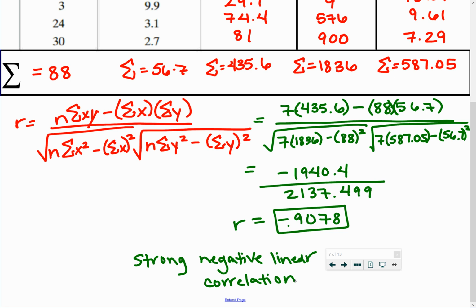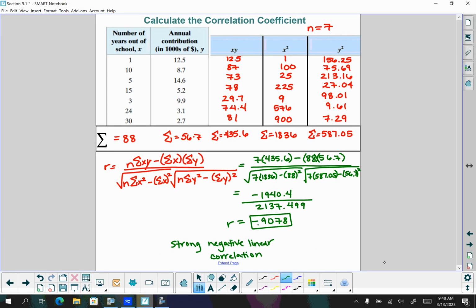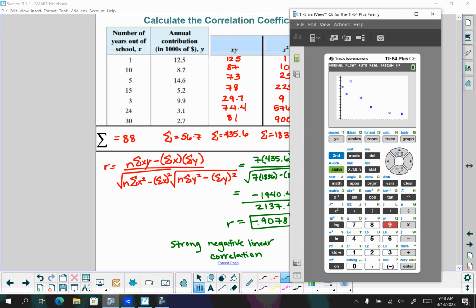Any questions getting R? All right, so not difficult calculations here, just a little timely to get to it. Last thing, well, actually two last things we're going to do. Let's check it in the calculator. Let me show you how to do that. This will be especially helpful in your Math Excel. Go ahead into Stat Edit and put this data in there in your L1 and your L2.